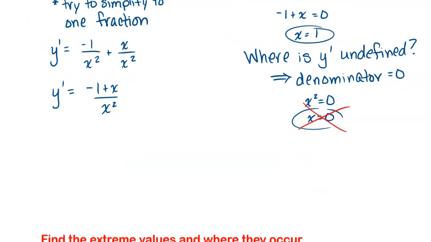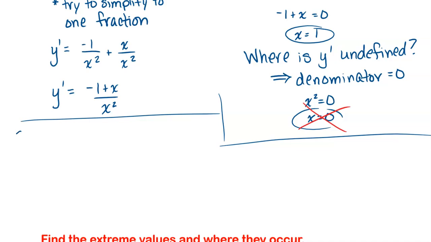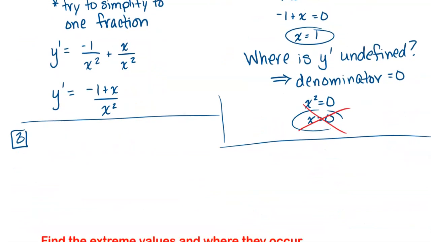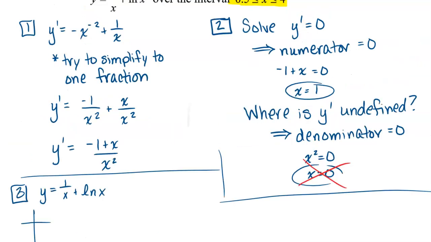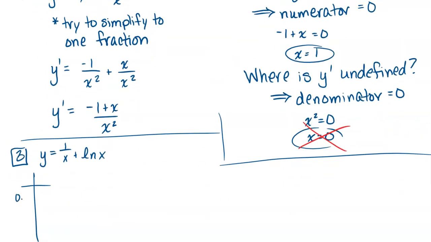Step 3 is going to be the analysis portion. We want to figure out y values that go along with each of these things. So we're going to say if my original function was y equals 1 over x plus the natural log of x, we're interested in 0.5, 1, and 4. If I have maximums and minimums, they are definitely going to be in that list of those 3 numbers.